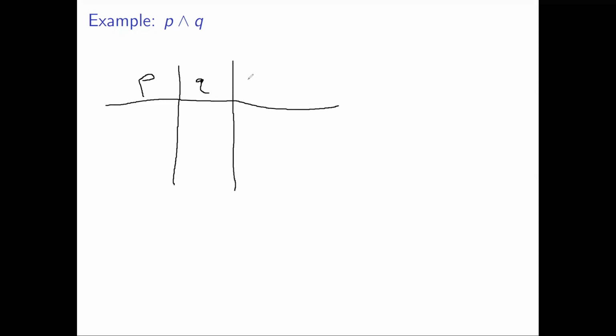This one has more propositional variables, so we have more rows to do here. But we don't have more columns to do. So this is true and true, true and false, false and true, and false and false. Okay. Now we only have this last column, P and Q.